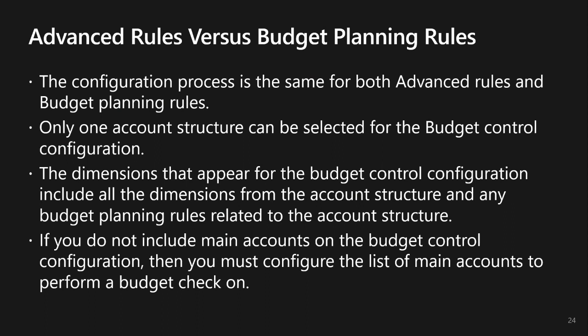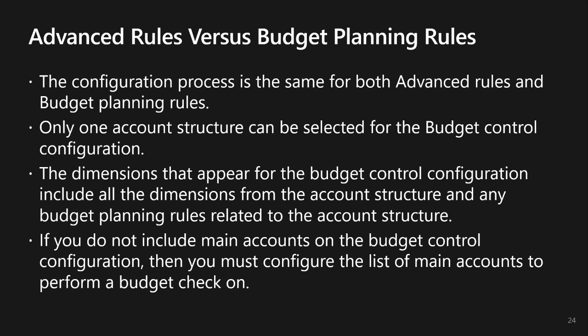When you're using the budget control configuration, you would typically choose the account structure that's used with your P&L. And if you have split up your P&L into multiple, you're going to select the one that has the most dimensions that you want to implement budget control by. So the list of main accounts in your account structure is not actually restricted in budget control. It's only used to figure out which dimensions should be used for your budget control.